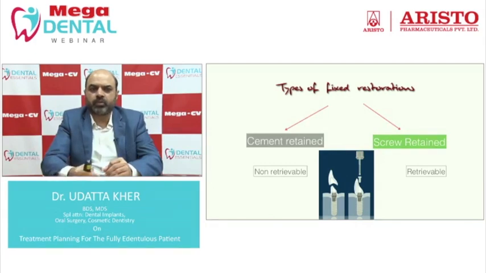So when it comes to doing fixed restorations, as far as possible, we look at doing screw retained restorations when we are doing rehabilitations for a fully edentulous patient. So the screw retained restoration is always the first choice when we are looking at doing full arch restorations for the fully edentulous patient. Though of course in certain select situations the cement retained restoration still has a place in full arch implant prosthodontics.